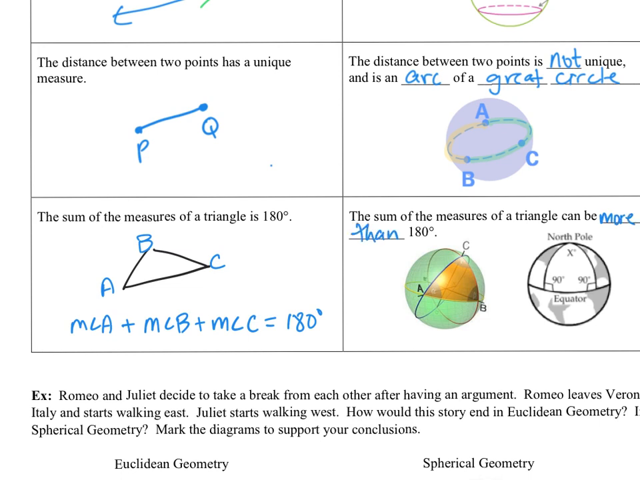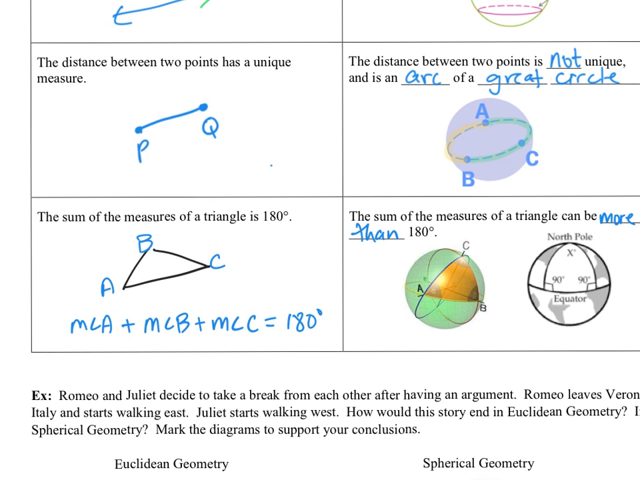So in spherical geometry, the sum of the measures of the angles of a triangle can be more than 180 degrees. If you look at the triangle that the polar bear's path took, there's a right angle here and there's a right angle here. Well, 90 plus 90 is already 180 degrees, so it doesn't matter what the measure of this angle is. We have exceeded that 180 degree limit. So in spherical geometry, the sum of the measures of the angles of a triangle can be more than 180 degrees.